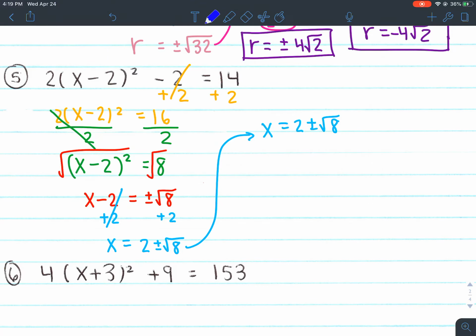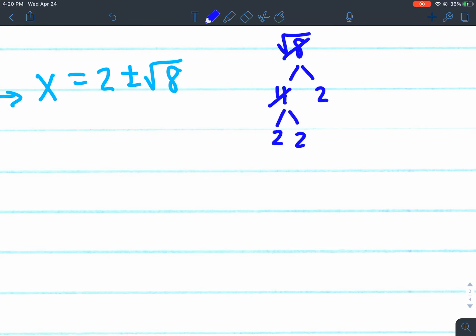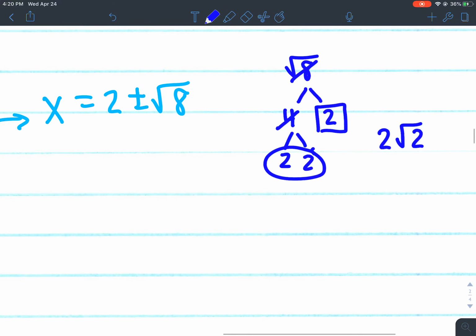Now at this step, you'd be like, well, I'm done. But you always want to check, can you simplify your square root? And so I'm going to check that. So I have the square root of 8, and I'm going to simplify this. So I have 4, 2, and then 2, 2. And then you always want to look for pairs. And if you have pairs, then that means you can simplify. If you don't have pairs, then you can't simplify, okay? I have one pair, and I have one child. So that's going to be 2 square root of 2.